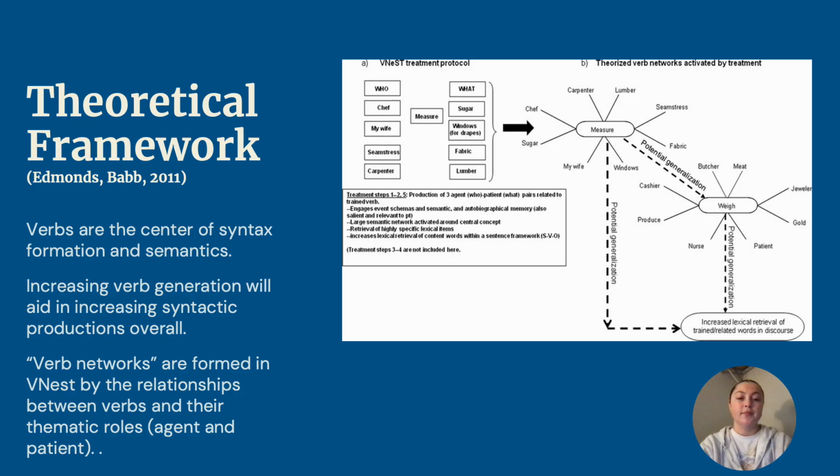According to Edmonds and Babb in 2011, the theoretical framework behind VNeST is that verbs are at the center of syntax formation and semantics. So verbs are at the center of creating sentences. Therefore, increasing verb generation will overall aid in increasing syntactic productions. And these verb networks are formed in VNeST by the relationships between the verb and their thematic roles, the agent and the patient, or the who and what of the sentence.